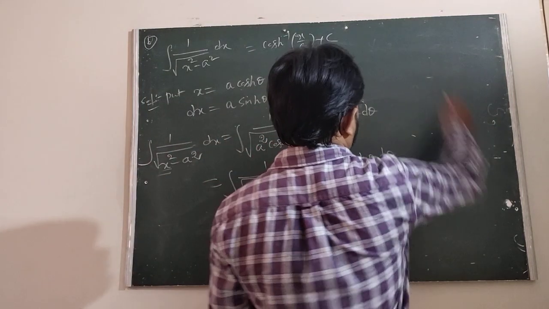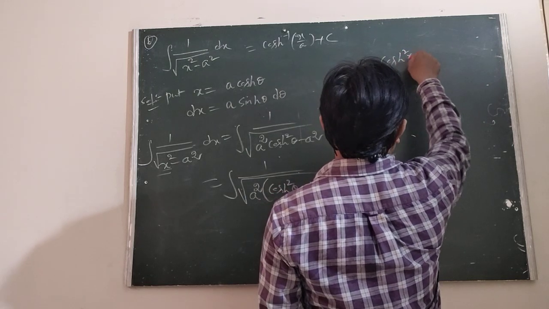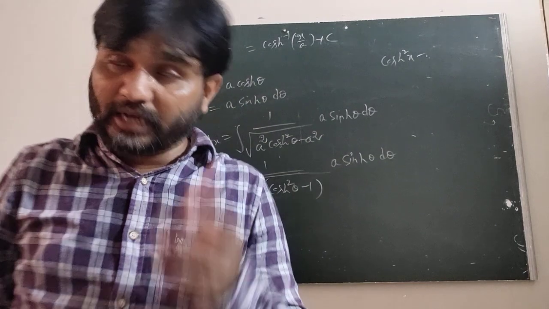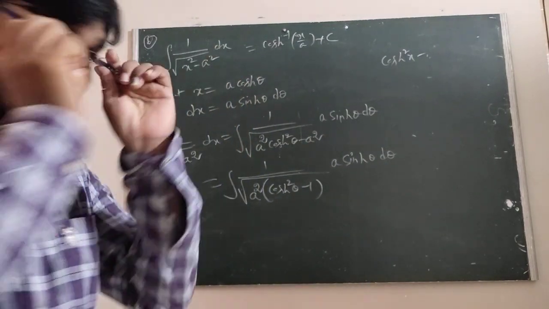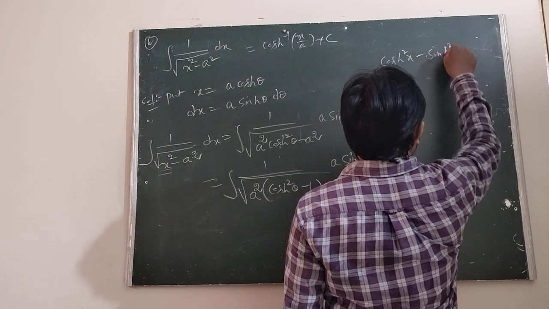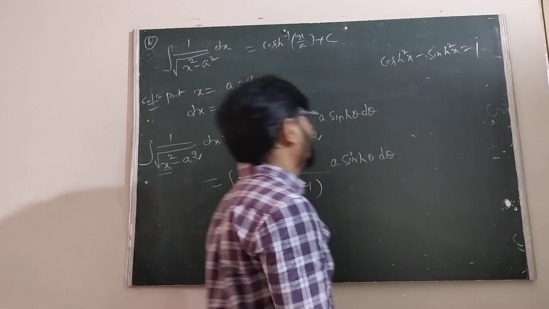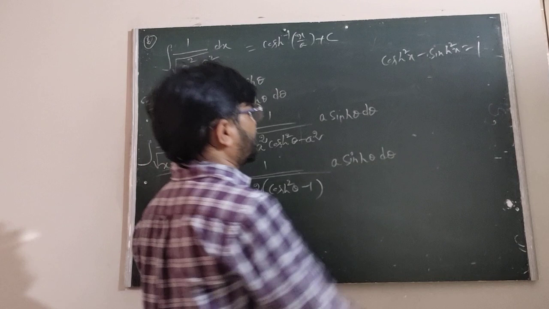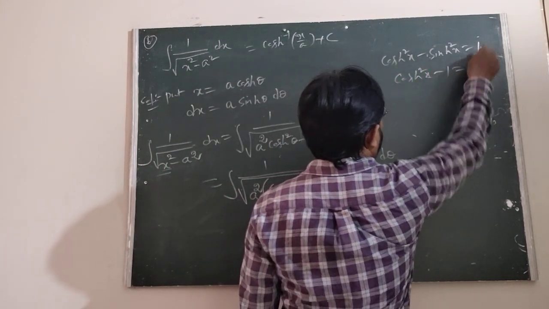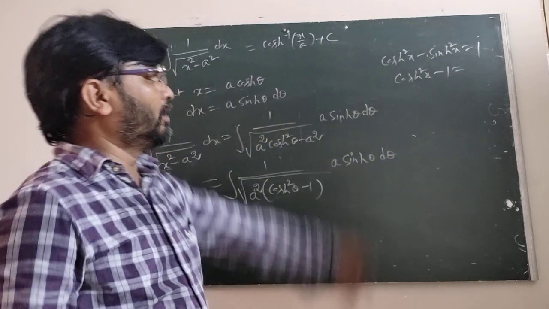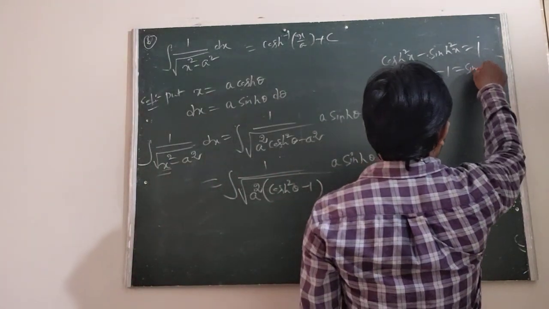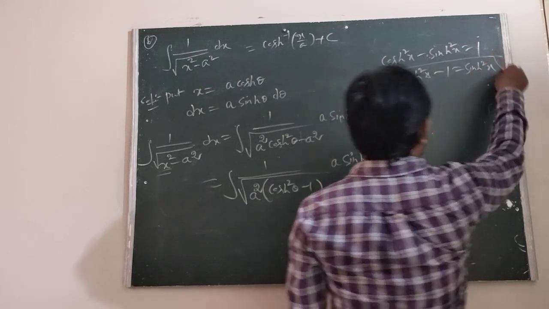We know that cosh square x minus sinh square x equals 1. Therefore, cosh square x minus 1, where the plus 1 becomes minus 1 on moving to the other side, is sinh square x.